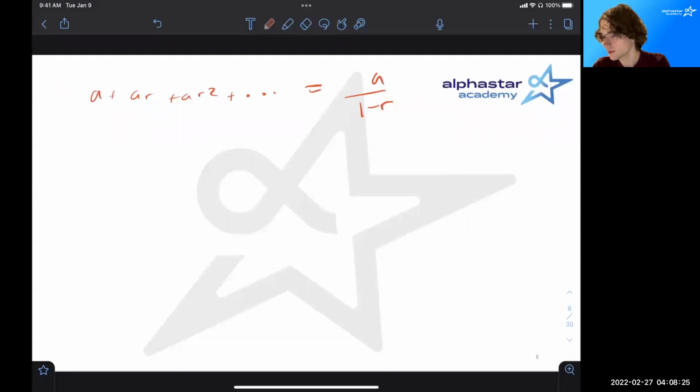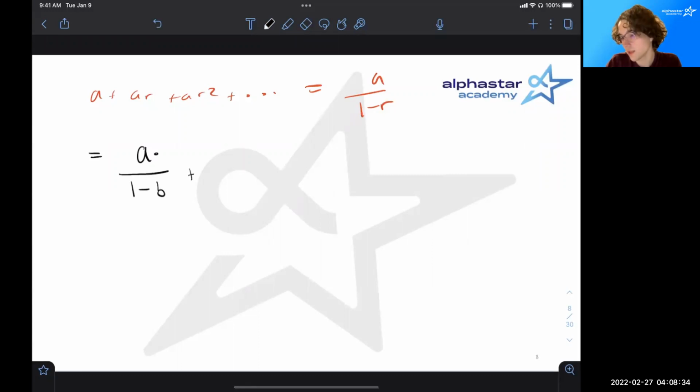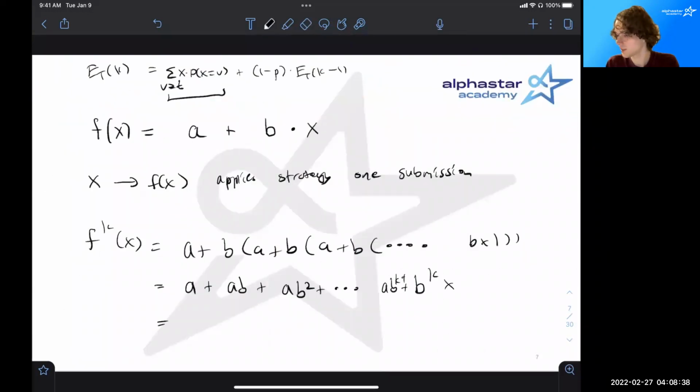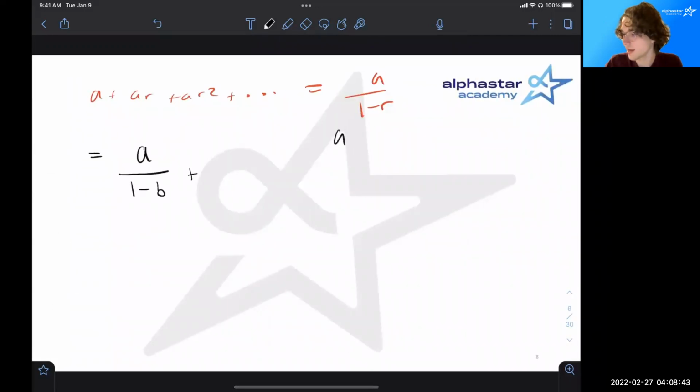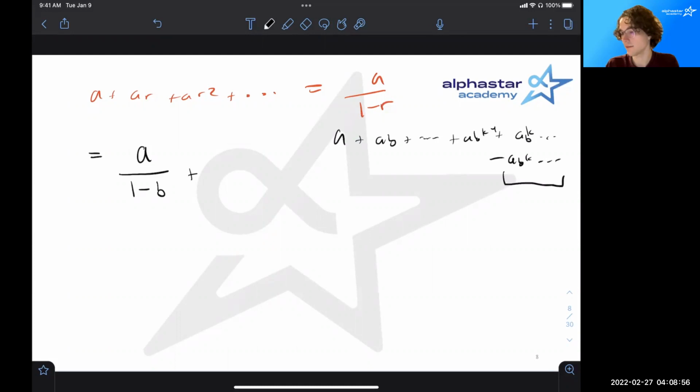So in this case, we can use this formula to get a over 1 minus b, but it's not an infinite geometric series. We stop at a times b to the k plus 1. So this equals a plus ab plus dot dot dot plus ab to the k minus 1, plus ab to the k minus ab to the k dot dot dot. This is an infinite geometric series, so we can subtract it off.